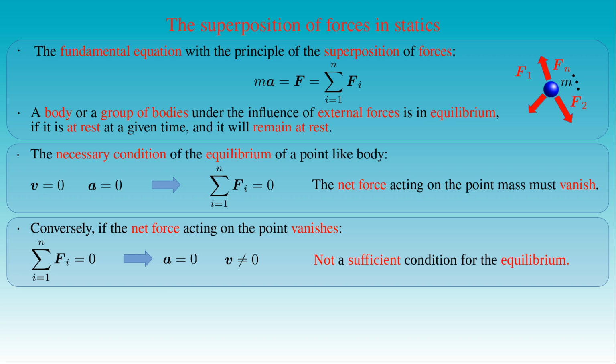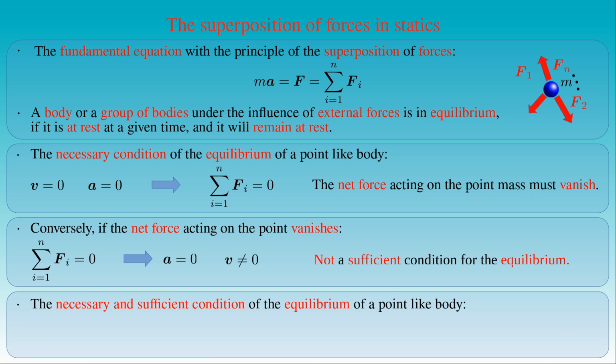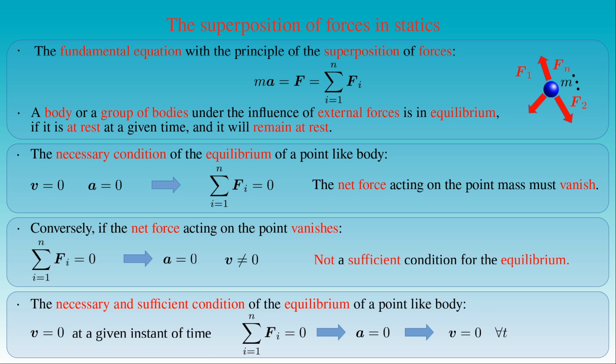For a necessary and sufficient condition, we also suppose that the point mass is at rest in a given instant of time, that is, its velocity is zero at that time. If the net force acting on the body is also zero, then its vanishing acceleration already guarantees that the body will remain at rest, that is, the body is in equilibrium. Then the necessary and sufficient condition of equilibrium of a point-like body is that its velocity is zero at a given time, and the forces acting on the body are balanced.